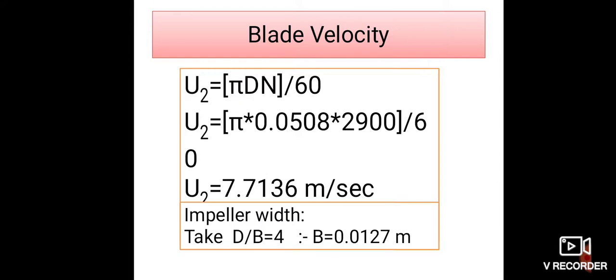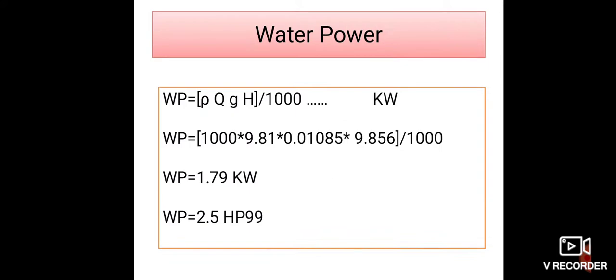Once we find the velocity, we can directly find the width also. For the width, from the data book we get the relation D by b. The ratio of D by b is nothing but 4. So we can directly find the width of the impeller, that is 0.0127 meter.